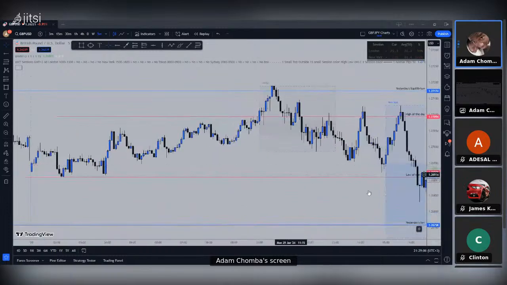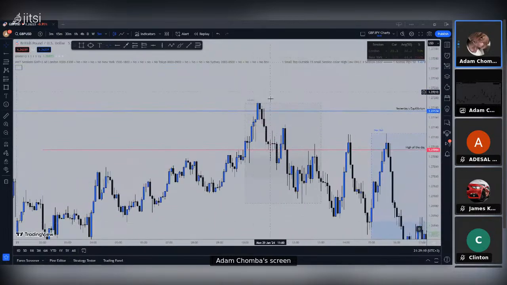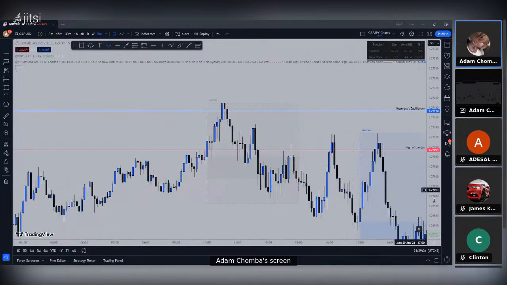This was Monday. Like we said, if the market goes up above the equilibrium of the previous day, then you're looking for sell potential because you're now at an expensive price. What we see on Monday is the market pushed up above the high of the day and above the equilibrium of Friday. And then after that, it dipped.